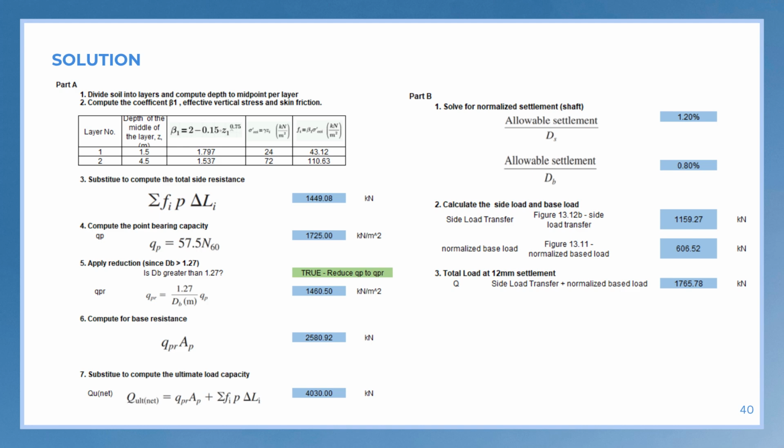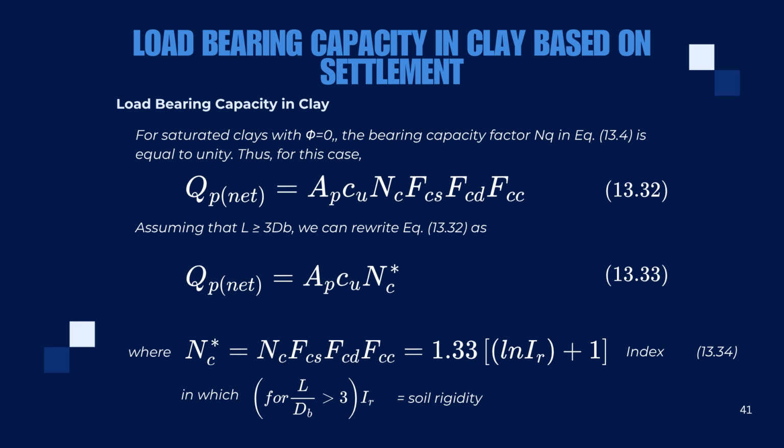Next, in part B, the allowable settlement is converted into normalized settlement values for both the shaft and the base, using figure 13.12b for side load transfer and figure 13.11 for base load transfer. The corresponding mobilized side and base resistances are obtained. Adding these gives the load capacity at 12 mm settlement, which is about 1,766 kilonewtons.